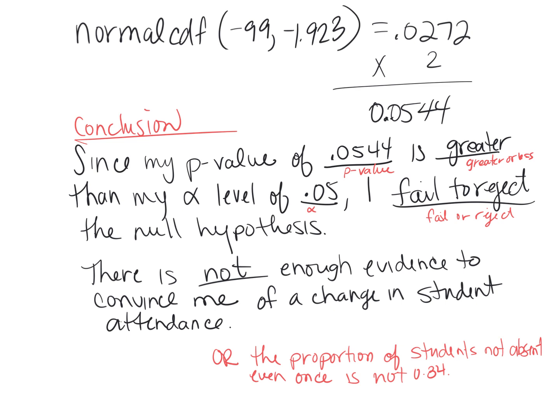But we say, since my p-value, you include the actual value in your sentence, is greater than or less than my alpha. If it's greater than, we fail to reject the null hypothesis, and there's not enough evidence. Failing to reject means not enough evidence. Rejecting means there was enough evidence to say that's not the null hypothesis, that you have COVID, that you are pregnant, that you are guilty. There is enough evidence.